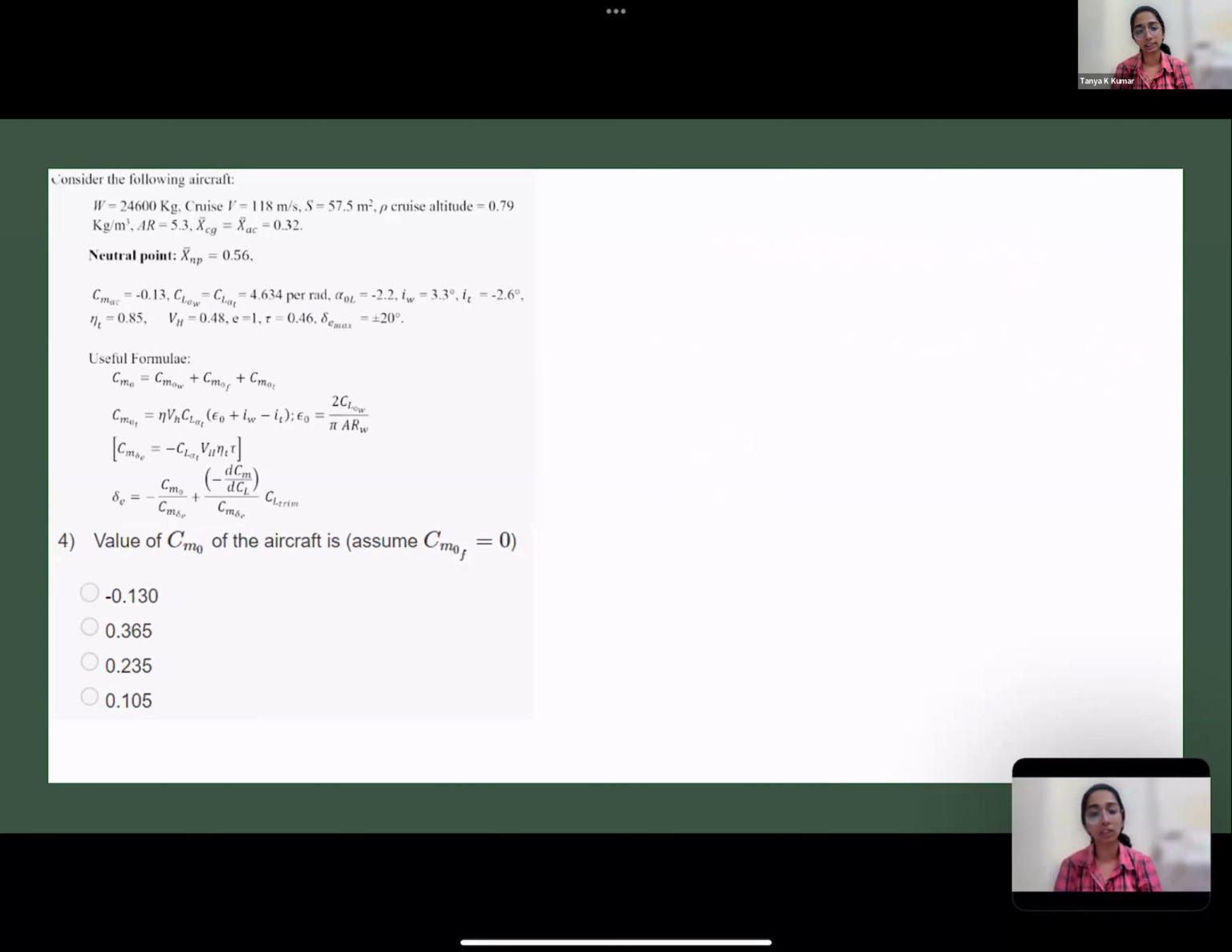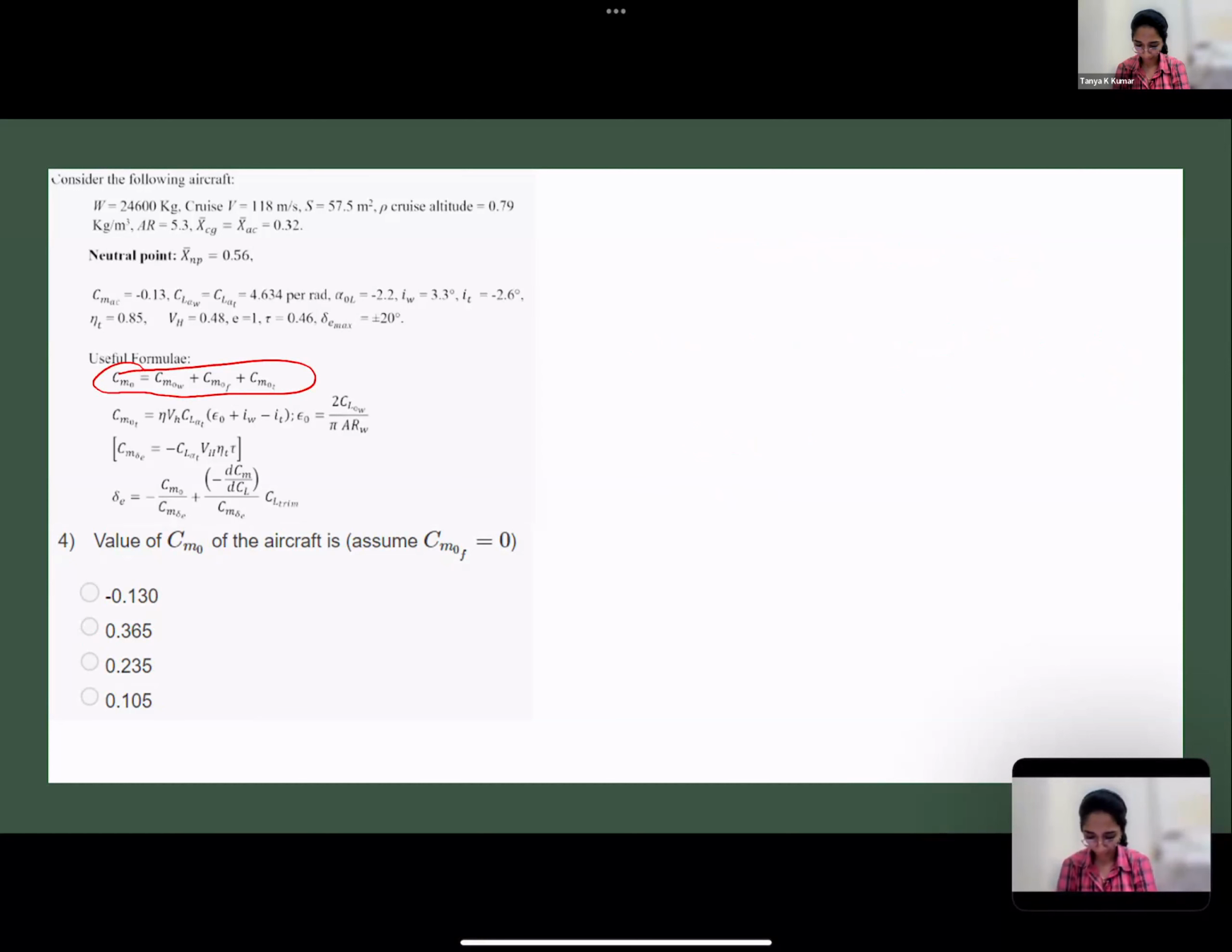What is the overall CM0 value of the aircraft? Any ideas as to how to proceed with this? We have found out the CM0 contribution of the tail. What else is left? Again, this is given in the formula. So CM0 of wing plus fuselage plus tail. And in the question, they've told you that the fuselage contribution is 0. So it's just wing and tail. So now that we've found out tail, what is left? Only wing.